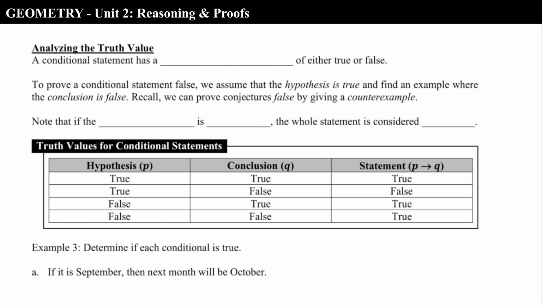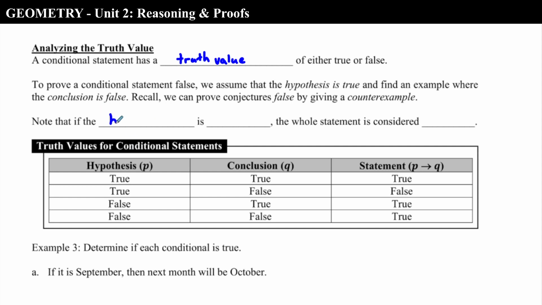All right, in the next section, we're going to talk about analyzing the truth value. So now that we have conditional statements, we want to determine if those statements are true or false. And this is going to depend on both the hypothesis and the conclusion. So we say that a conditional statement has a truth value of either true or false. To prove a conditional statement false, we assume the hypothesis is true and find an example where the conclusion is false. Remember, we can prove conjectures false by giving a counterexample.